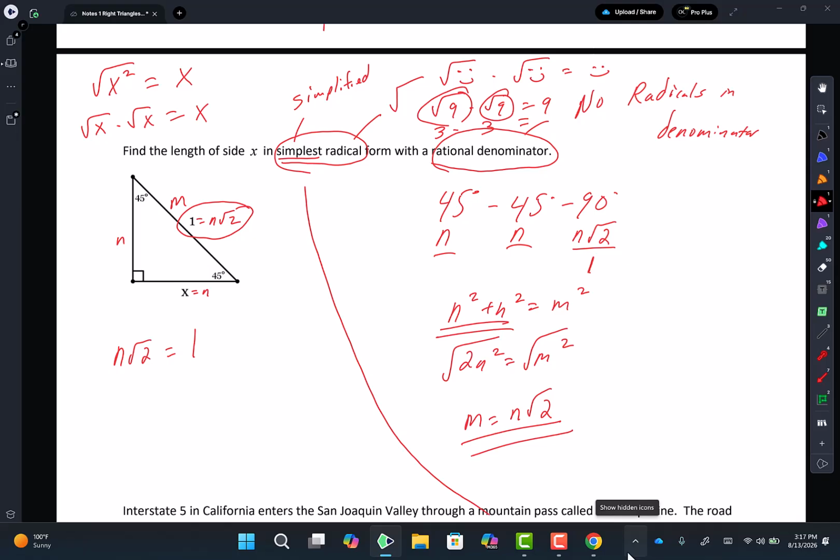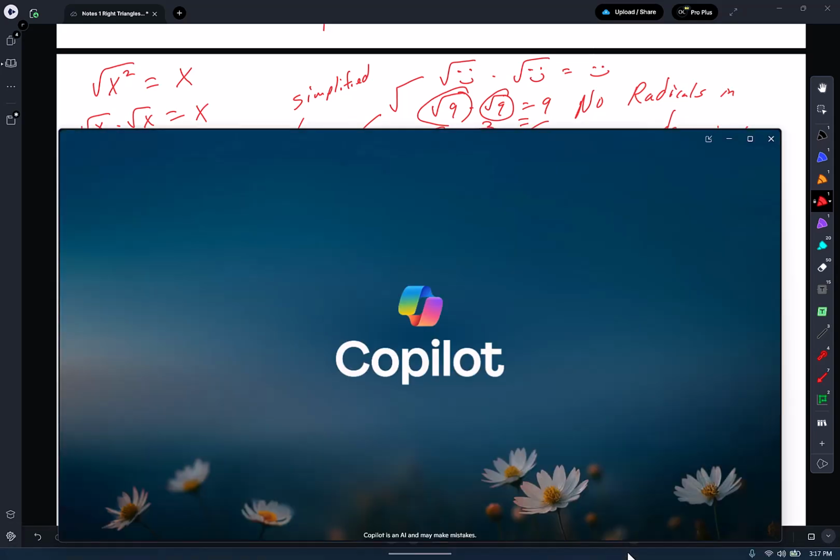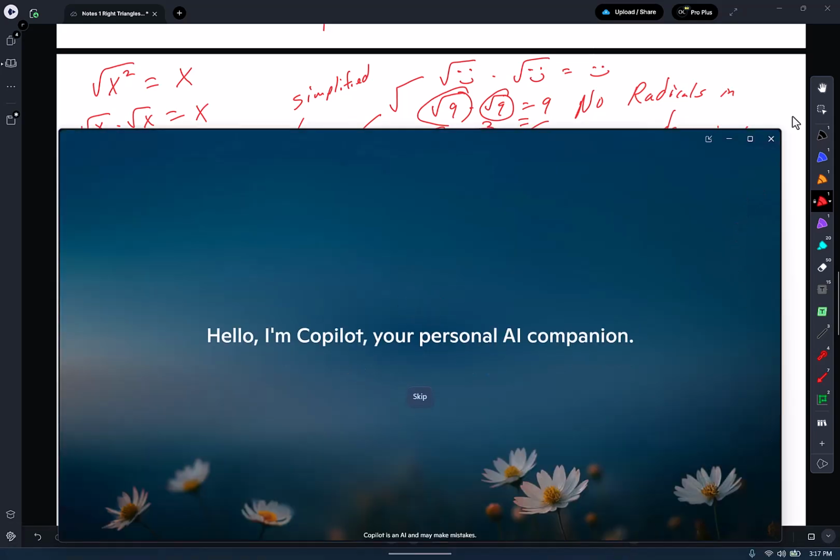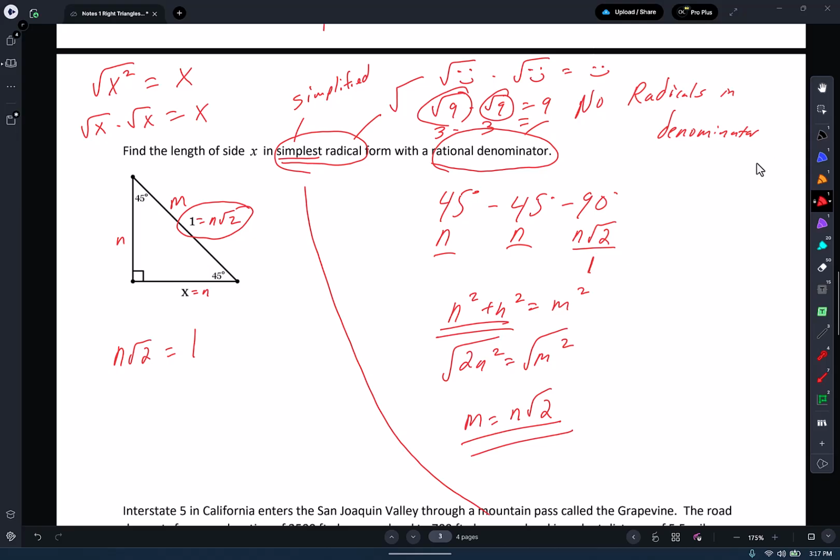Don't worry, guys, we're almost done. I know this is difficult to do, especially ninth period, but we're almost there. So how do I get n by itself? Right now I have n times the square root of 2. N times the square root of 2 equals 1. How do I get n by itself? This is the product, n times the square root of 2. So how do I get n by itself?